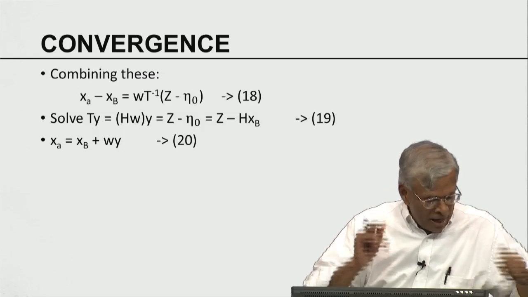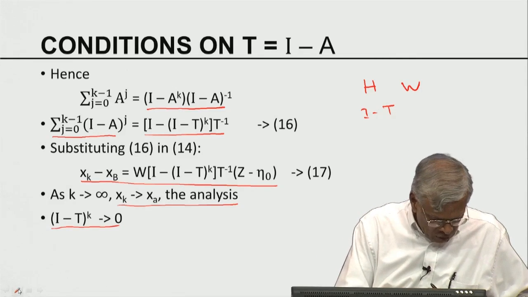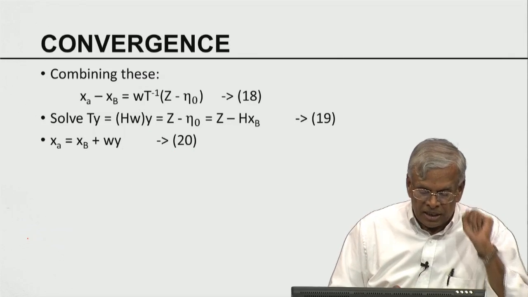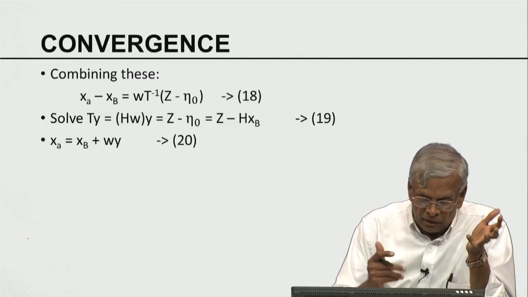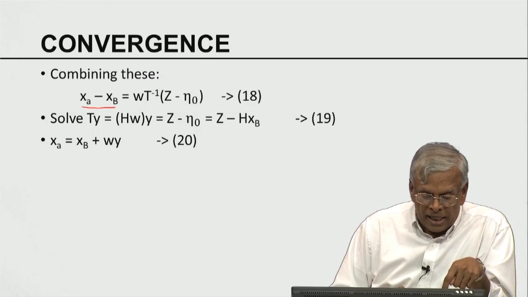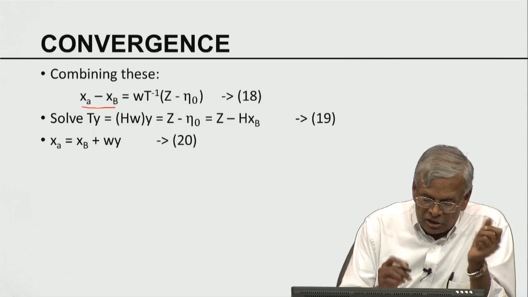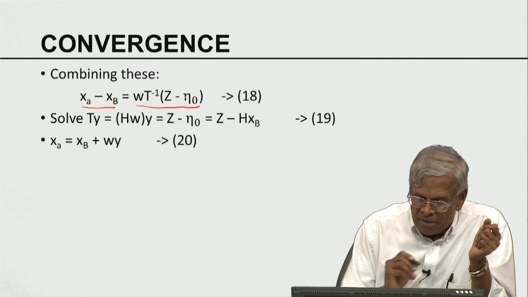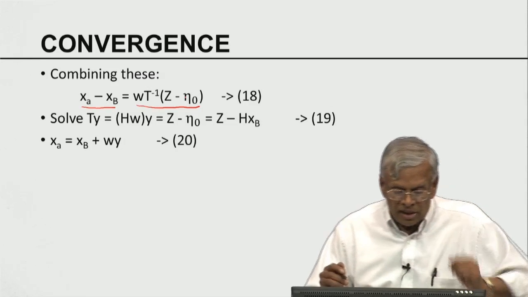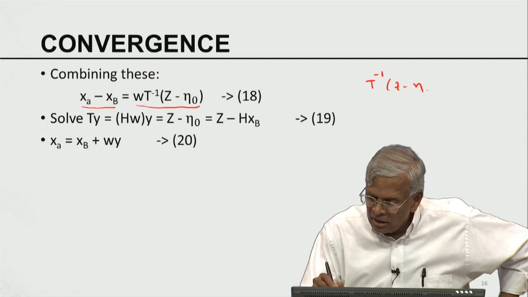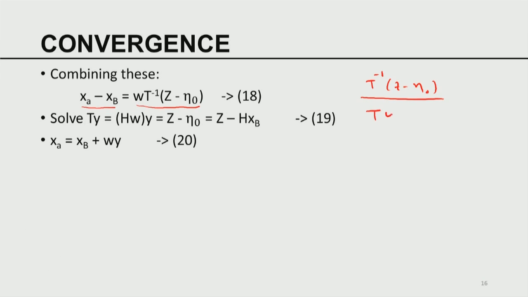So when this term goes to 0, 17 reduces to 18, and so the analysis minus x_b, where x_b is the prior and x_a is the analysis. You can think of x_a minus x_b as the analysis increment. The analysis increment is simply calculated by W T inverse (z minus eta naught). You know what eta naught is. And how do you solve this? In order to do this, you don't have to compute the inverse of T. If you want to compute T inverse (z minus eta naught), you simply need to solve the equation T y equals z minus eta naught, then y will be equal to T inverse (z minus eta naught).